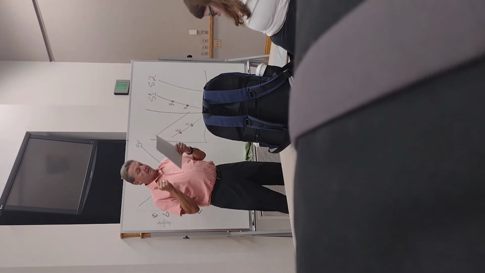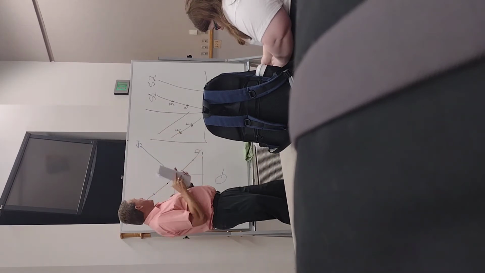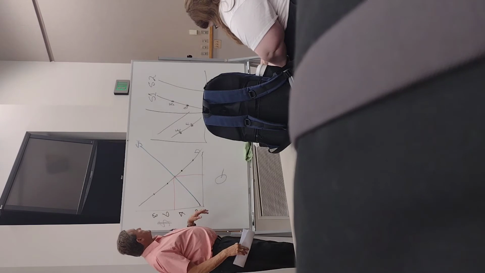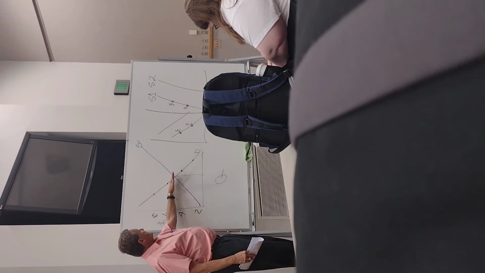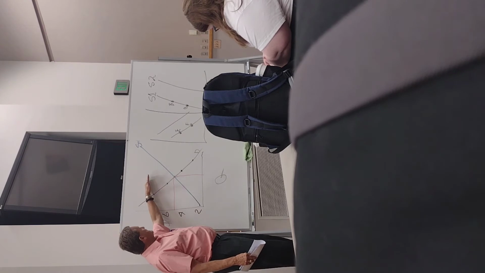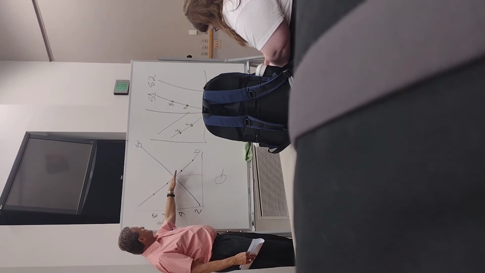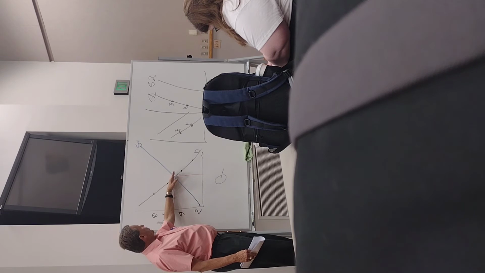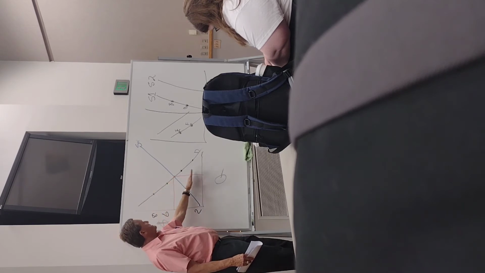Remember, make sure you know what a price floor is. Price ceiling is below the equilibrium, price floor is above the equilibrium. So remember that. Price floor is above, price ceiling is below.